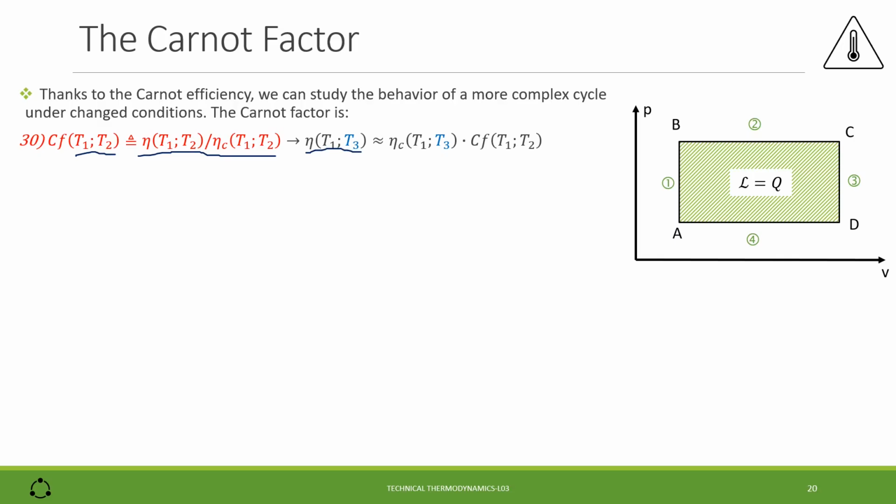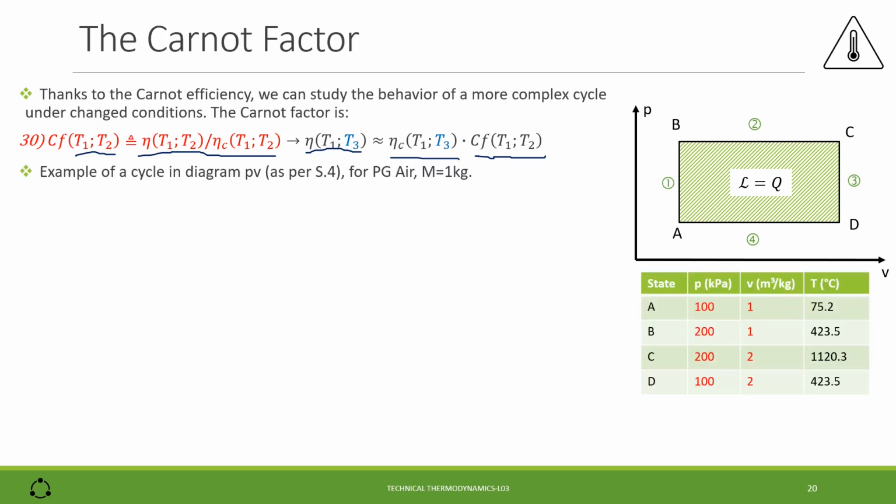For instance, for a higher maximum temperature, which we call here T3, the efficiency is the efficiency of the Carnot cycle under changed conditions times the Carnot factor, assuming this is not changing, as told before. This is an approximation, but it works quite well in most of the practical applications.